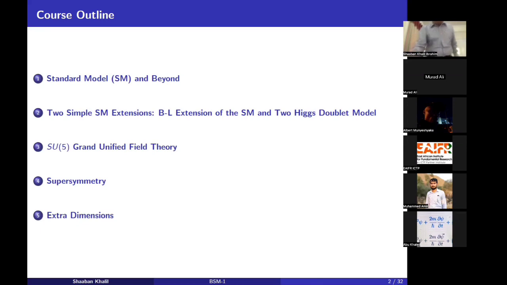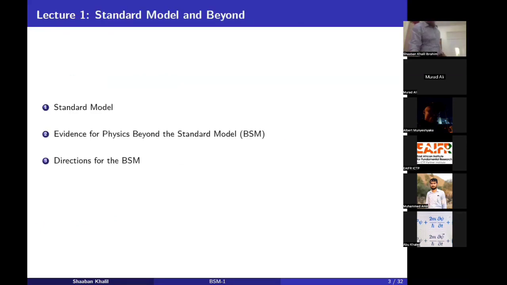So this is a plan. Let us start with the first lecture, which, as I said, is the standard model and beyond. In this lecture, I will give a very quick review of the standard model. Then, as I told you, we'll try to give you some evidence for physics beyond the standard model, and try to convince you the standard model is beautiful, wonderful, and very successful, but it cannot be the ultimate theory. We need to go beyond the standard model.